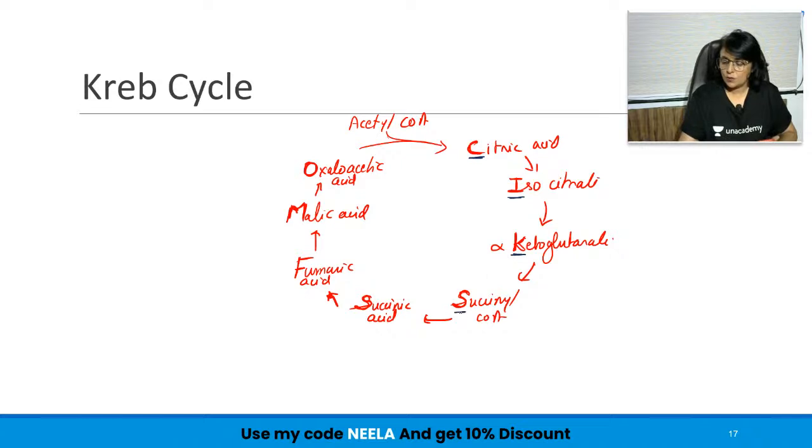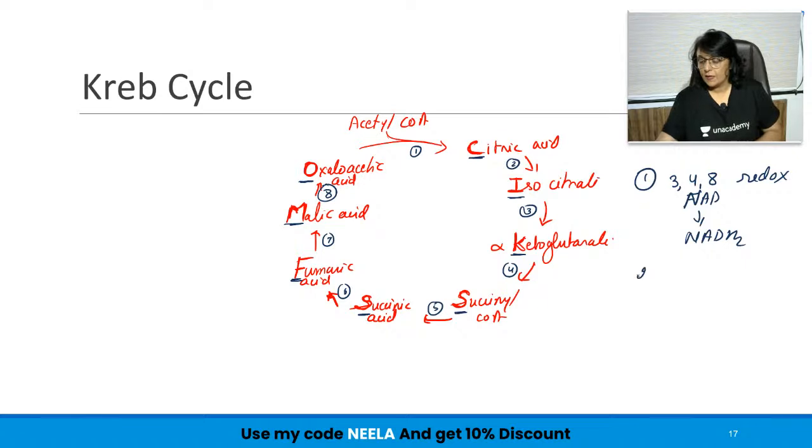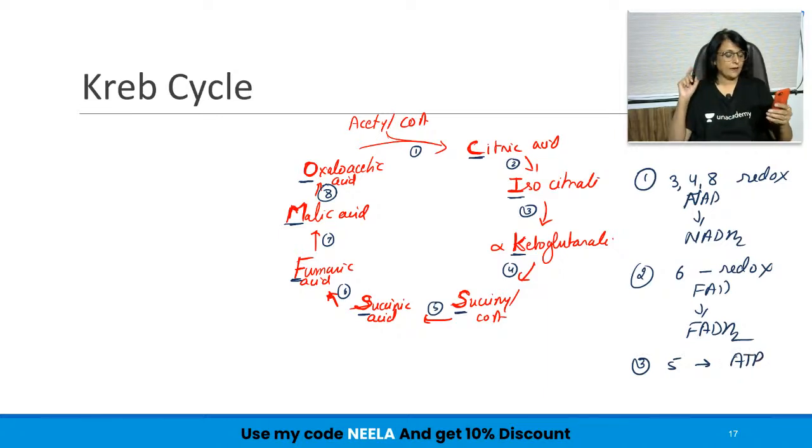See, I know some simple formula making options. This is what we have to remember, and then we have to remember the numbers 1, 2, 3, 4, 5, 6, 7 and 8. I have told you that steps number 3, 4, 8 are redox, where NAD is getting reduced into NADH2. This is point number 1. Step number 6 is also redox, but here FAD gets reduced into FADH2, and the third thing is step number 5 is going to give you 1 ATP, but not directly. If you remember this, you will be able to answer all the questions based on Kreb cycle.